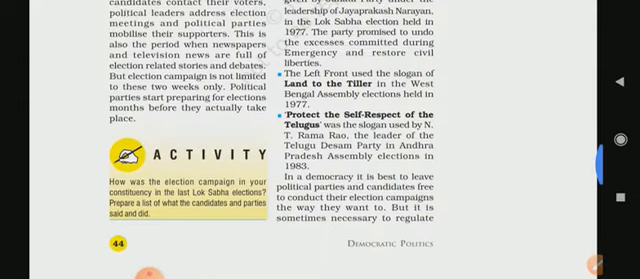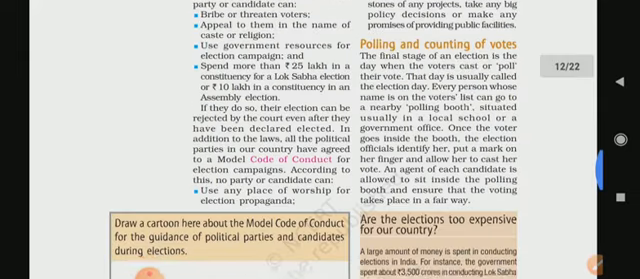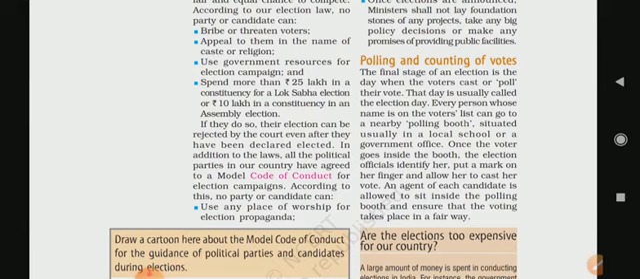Next is polling and counting of votes. Students, what is polling and counting? The final stage of an election is the day when the voters cast their votes. It is also called voting day. And when the voting day is decided, on that day holidays are declared and schools and so on are closed.